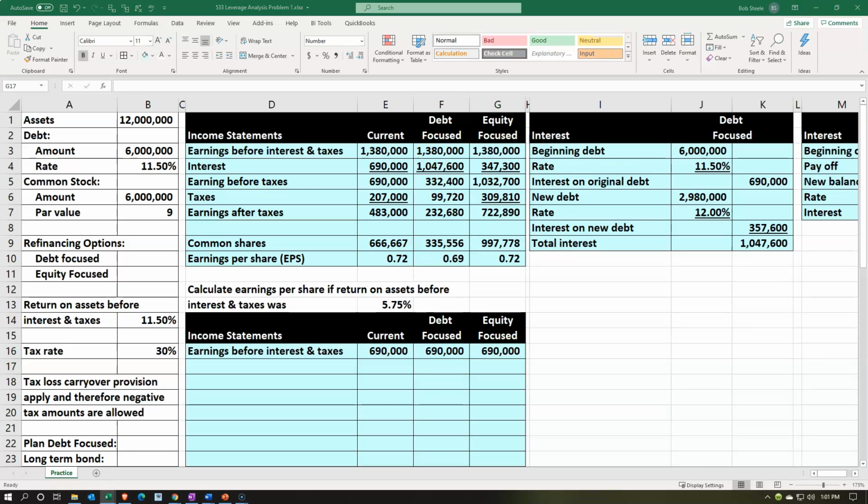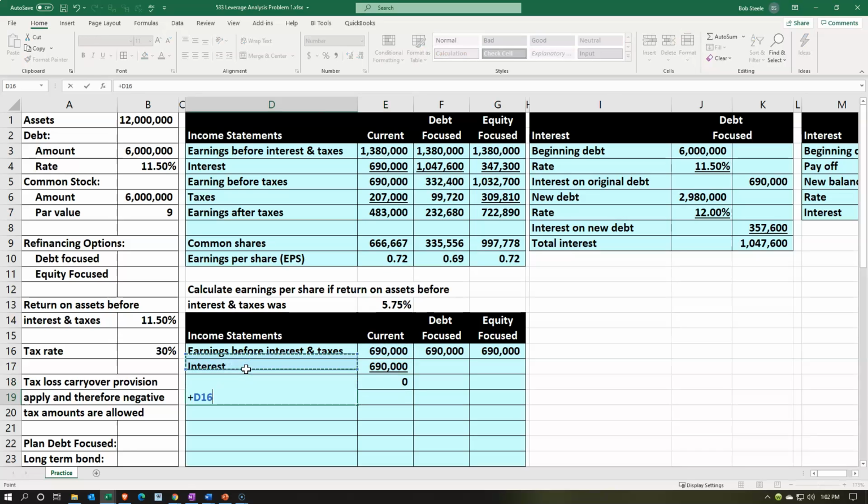Then we're going to calculate the interest on that. Where we originally started, we've got the 6 million still on the debt, and the interest was that 11.5%. Let's do it this way: equals earnings before taxes, subtracting those two out, that brings us down to 0 right there. Therefore, the taxes are going to be 0 as well, because that's going to be this number times the tax rate, which is 30%.